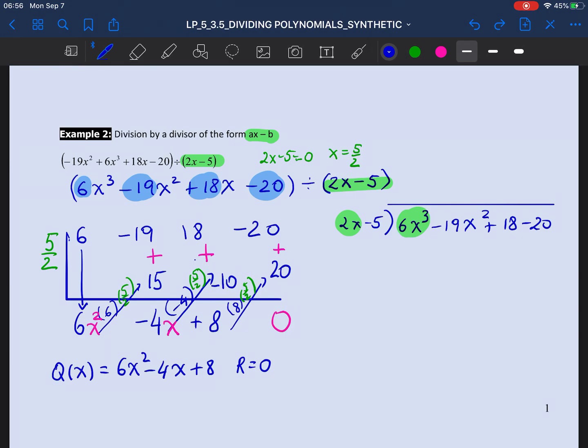And I'm going to check and see how many times 2x goes into 6x cubed. Remember the way we found it was this, right? So you divide 6x cubed by 2x, so you're going to say, well, 3x squared. So 3x squared will go here. And now we're multiplying 3x squared by 2x minus 5, right? And that will give us 6x cubed minus 15x squared.